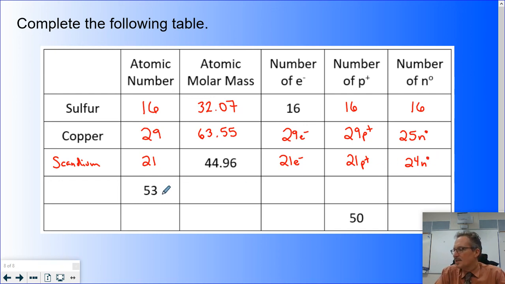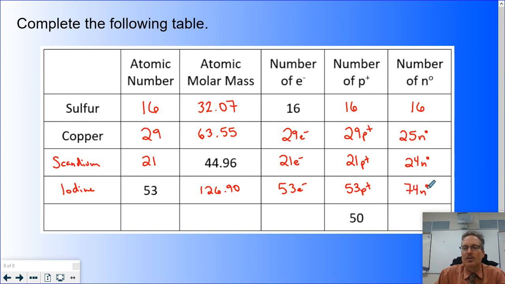Again, atomic number 53. Number 53 is going to be iodine. Iodine has a mass number of 126.90. Well, if it's got an atomic number of 53, that means it has 53 protons. If it's got 53 protons in an atom, it has 53 electrons in an atom. 53 protons plus what equals 127 rounded mass number? And I believe that is 74 neutrons.